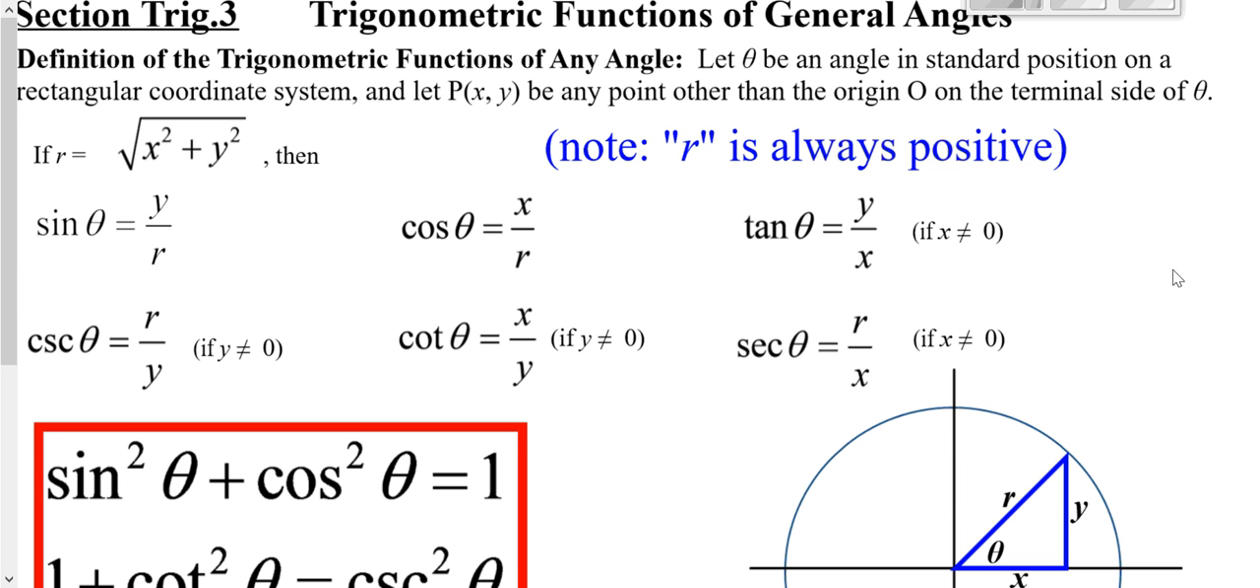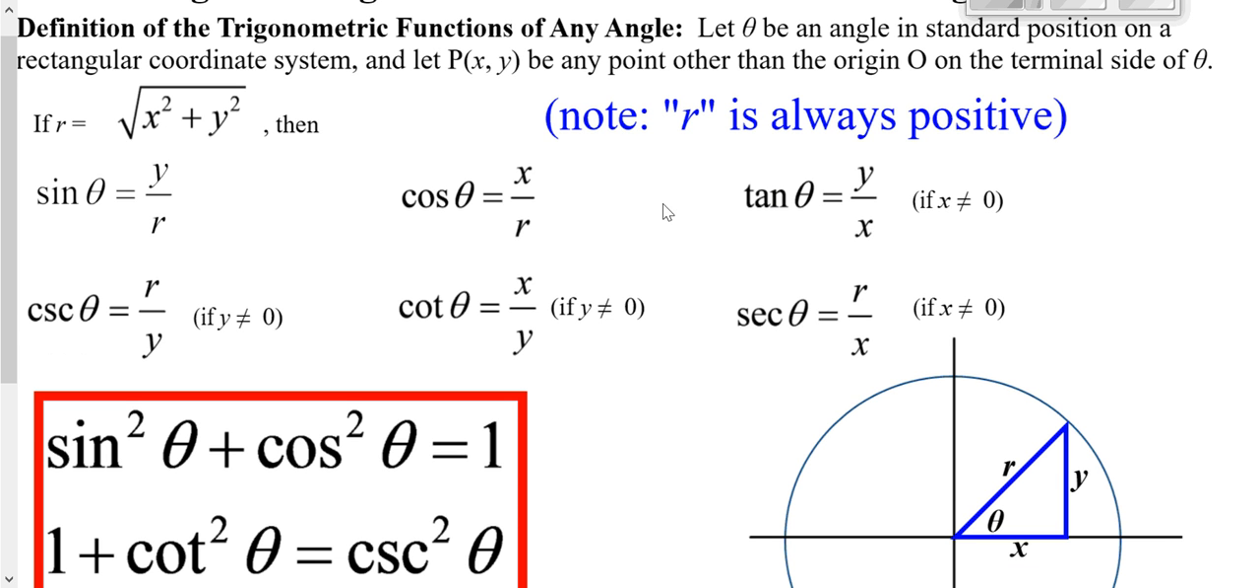We're going to look at the definition of all of our different trig functions: sine, cosine, and tangent, and their three reciprocal functions. So if we have some point (x, y) with our angle centered at the origin and our initial side on the positive x-axis, and our terminal side going to this angle here, we would then say r is your hypotenuse, which is the positive square root of x squared plus y squared. So in other words, r is always positive.